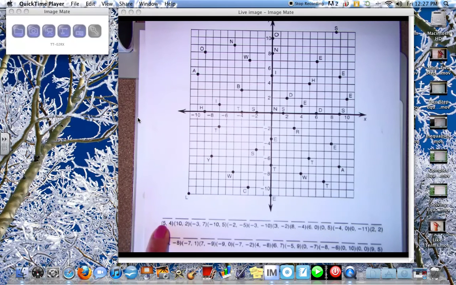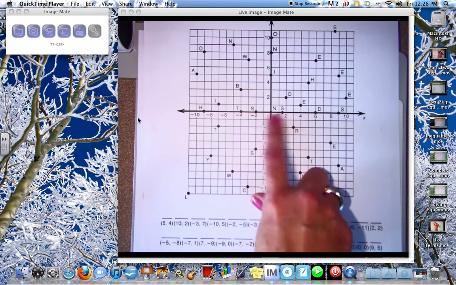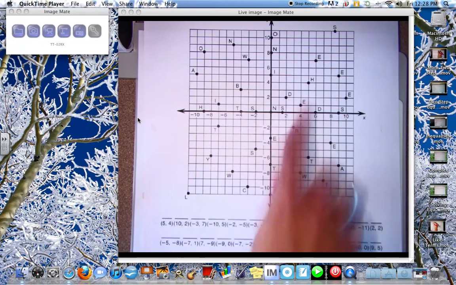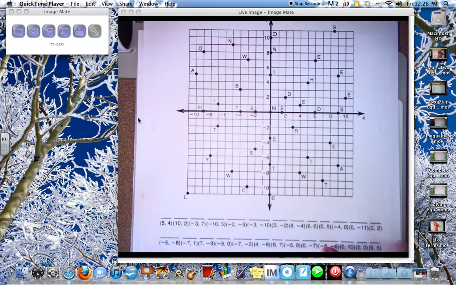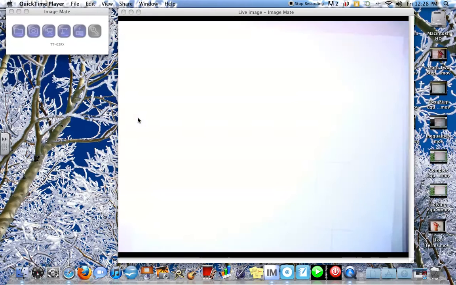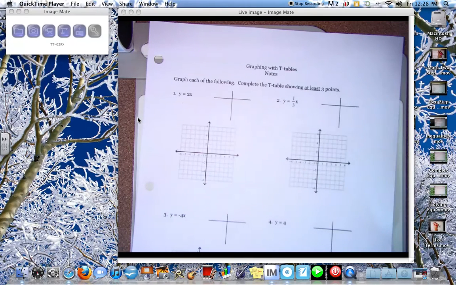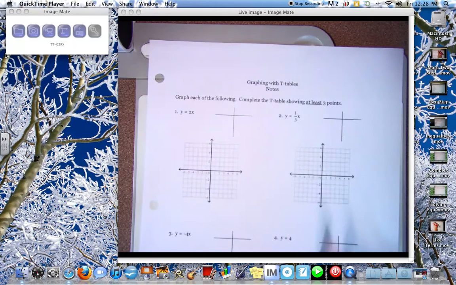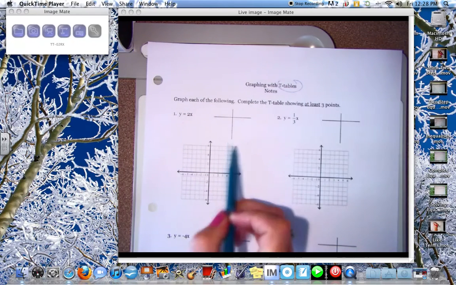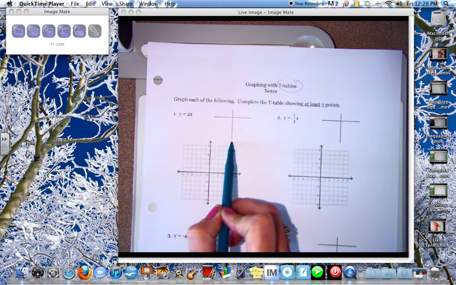So this tells you which way you go, left or right, and then this value tells you which way you go, up or down. So for this first one, you go over 5 and then up 4, and the corresponding point here is H. So what we're doing in the notes today is we're taking an equation and we're going to substitute in values for x and then get out values for y. And it's called graphing with T-tables because this table looks like a T.